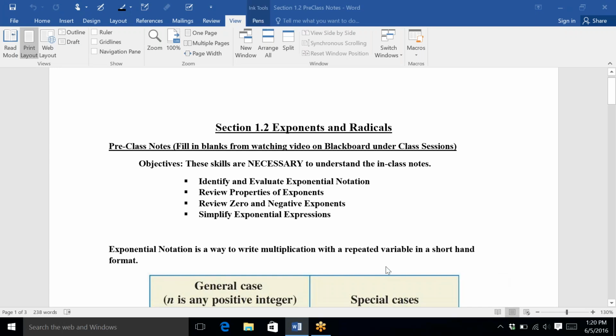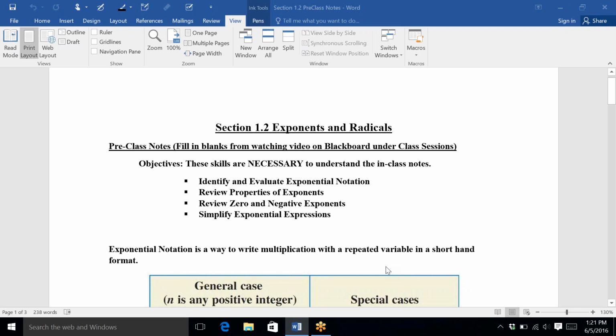Okay, we're looking at section 1.2, exponents and radicals. These are the pre-class notes. Pretty much what that means is that these are background skills or easy skills that we want to go ahead and get out of the way before class time so that we can spend our time working on the more difficult material and giving you time to work in class.